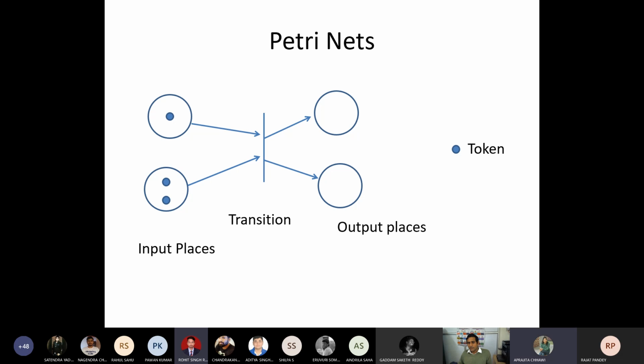Yes, sir. Suppose there are n input places, meaning n places on the input side. So the token should be at least one in all places. Yes, at least one in all of the input places, then only that particular transition will fire. So that is the condition. Let's say if you have only one input place to a transition, in that case you need only one token in that particular input place.